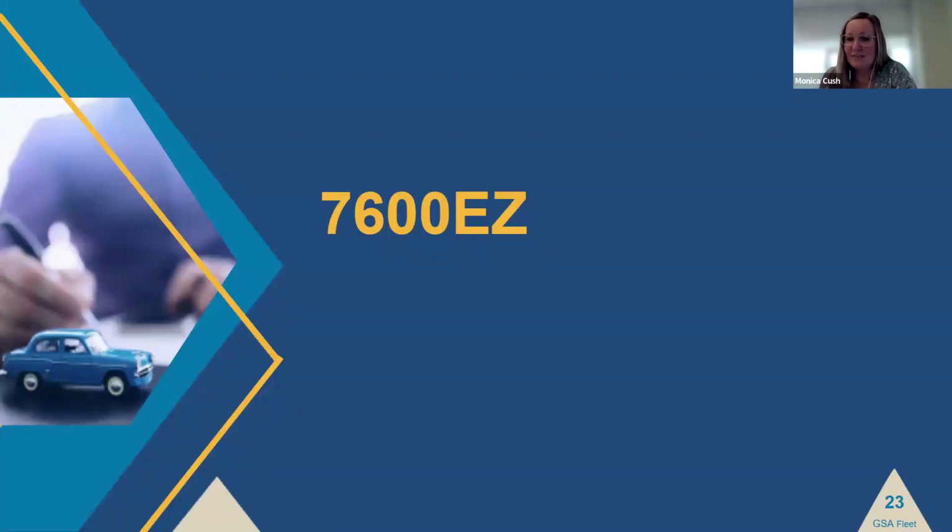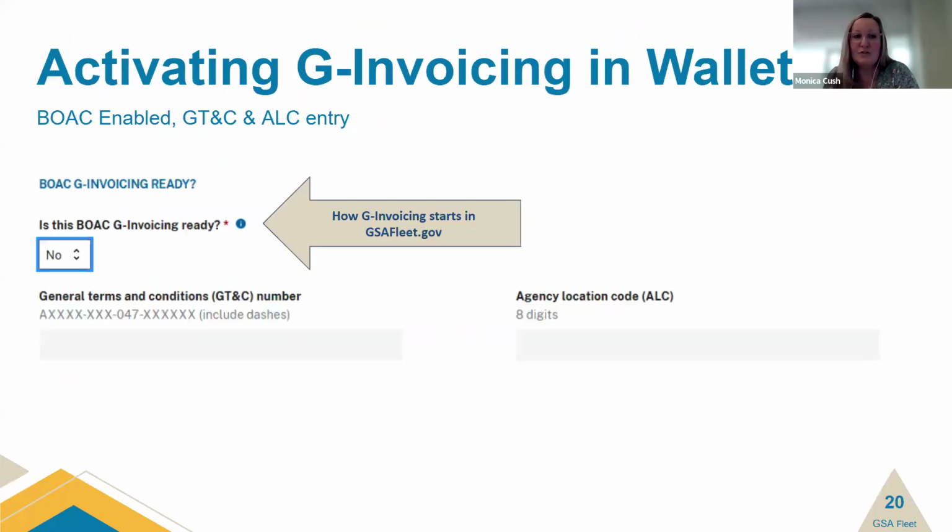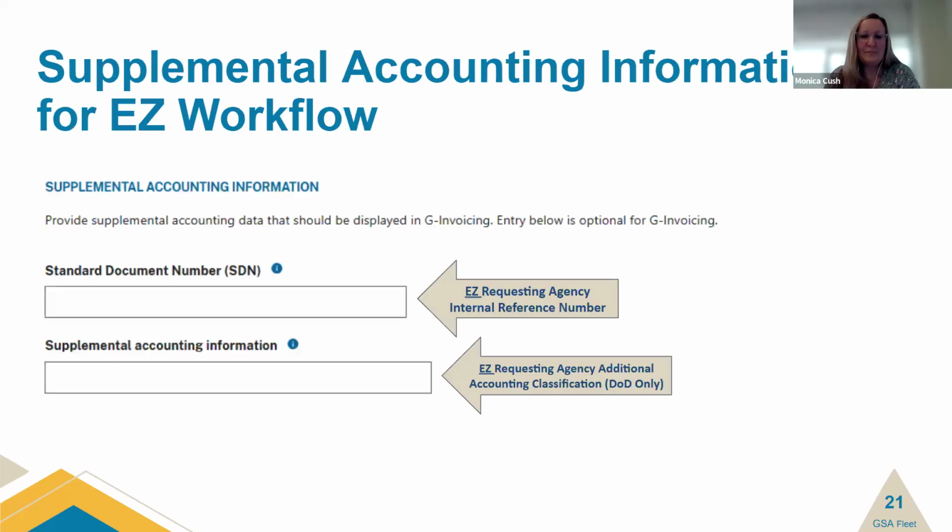One thing before I talk about the 7600 EZ, I just wanted to reiterate at the beginning: when your agency is ready to go to G-Invoicing, whether that be for the recurring services or the non-recurring services, you're going to be working with Fleet Management, with Megan's team, in order to actually turn on that particular BOAC or BOACs for G-Invoicing. They're going to be actually initiating inputting that information in Wallet in the beginning, just to ensure that we have consistency across the agencies.